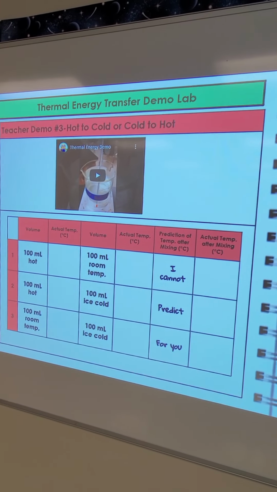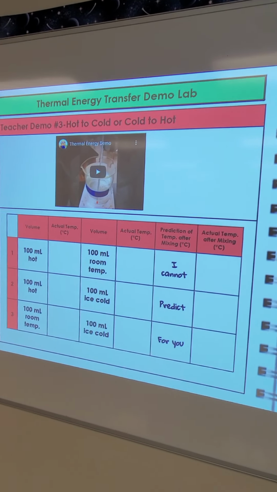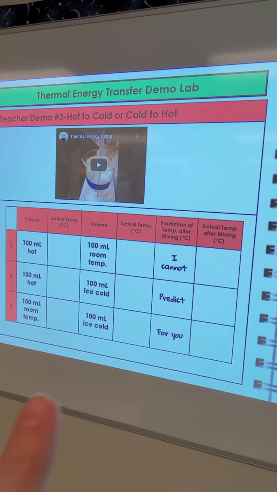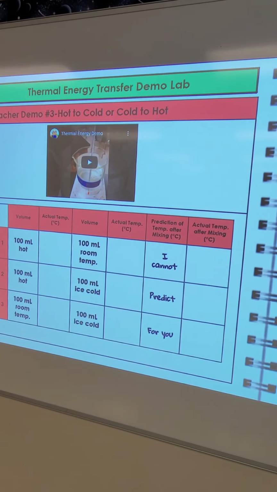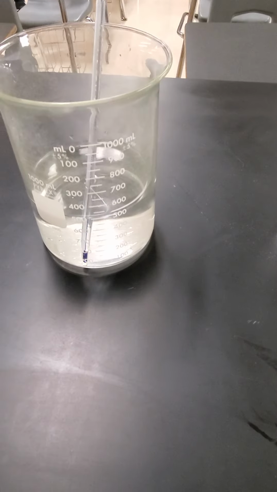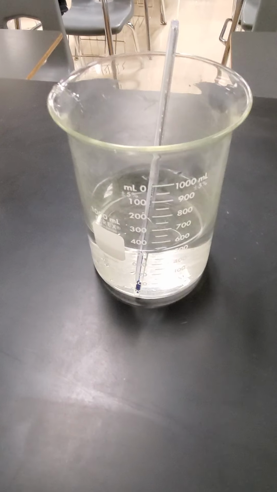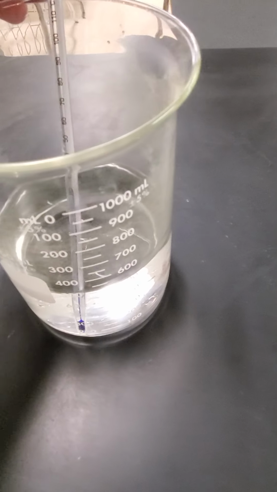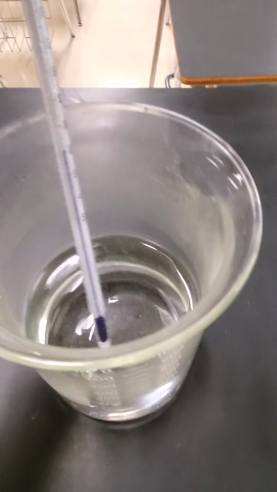Okay, here is the last demo part for today. We're going to be combining the different types of temperatures after we figure out how much that is of what. All right, now I know it says 100 milliliters, but 500 milliliters will be just as much. So this is our room temperature water. It should be about the temperature of the room.